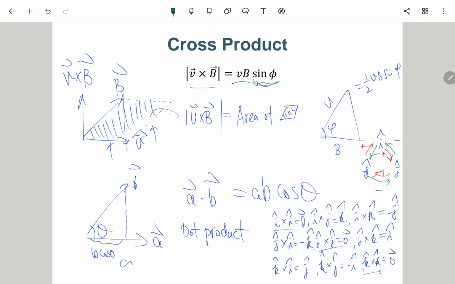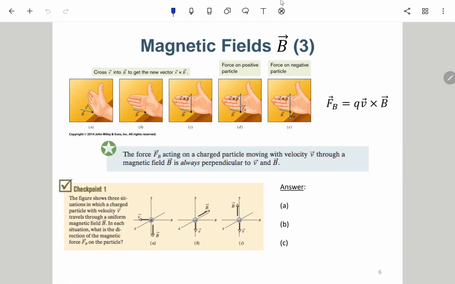Okay, so this is the cross product for the unit vectors in the Cartesian coordinate. So it will be somehow useful. Okay, so, magnetic field. This is a quick summary. It says the force Fb acting on a charged particle moving with velocity v through a magnetic field B is always perpendicular to v and B.